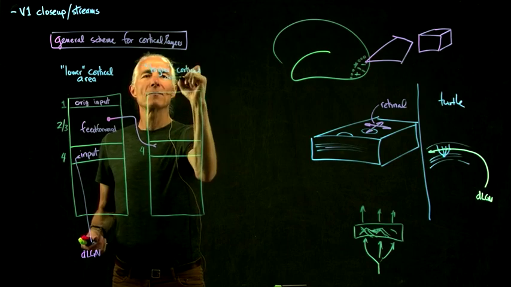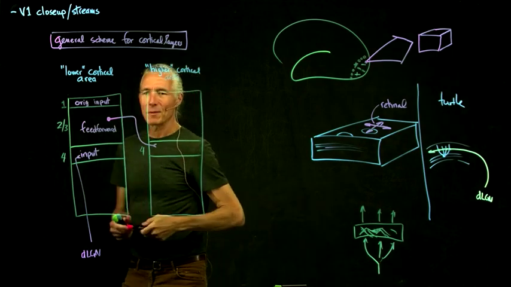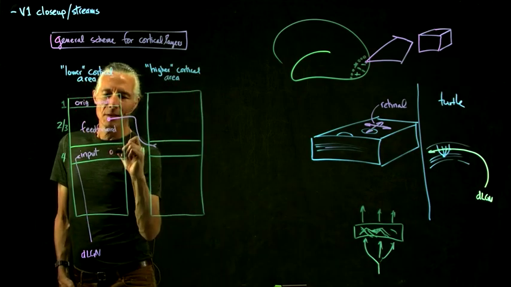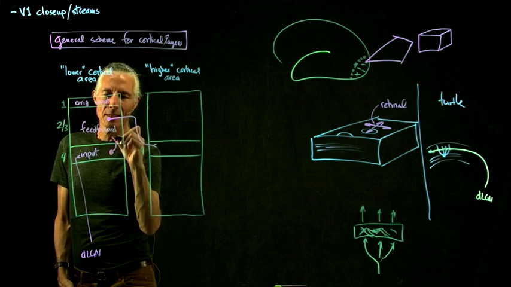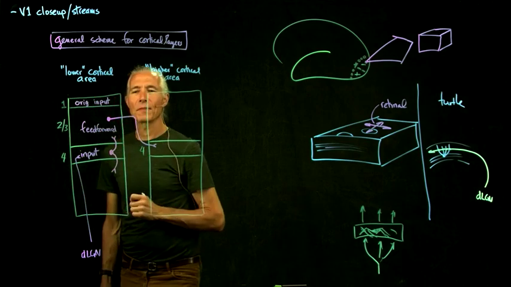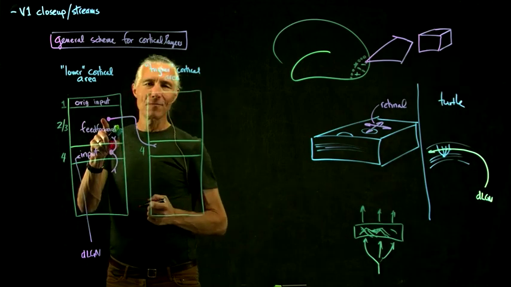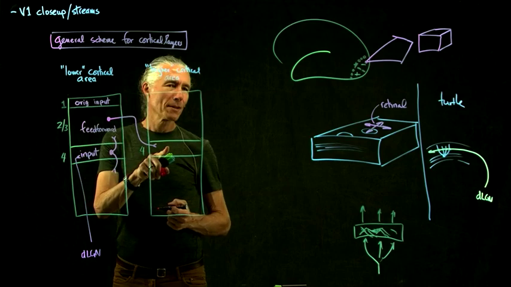Now you might wonder, well, how does it get to layer 2, 3? So you have some projections that project out of layer 4 within the cortical area, so that information can get to the feed-forward layer and then go to layer 4 of the higher area.